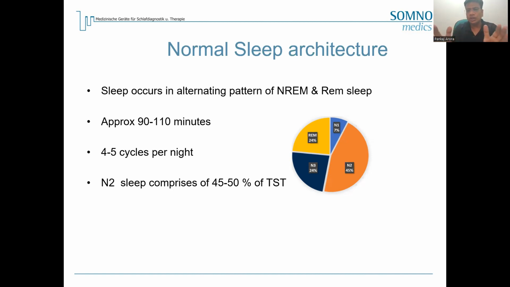Out of the whole night's total sleep time, N2 comprises the most, at least 45 to 50% of the total sleep time. N1 takes around 5 to 10%, N3 around 20 to 25%, and similarly REM also takes around 20 to 25%.